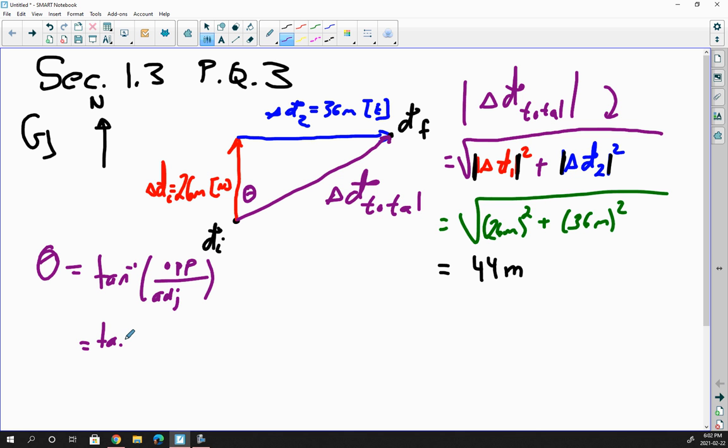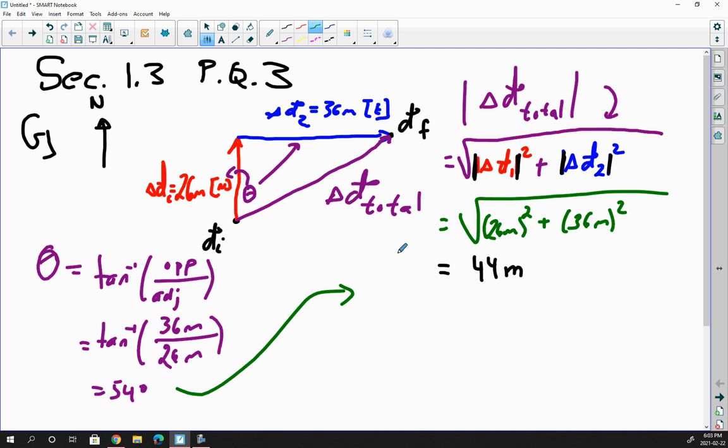So tan inverse, well, opposite to this angle is 36 meters. Adjacent to this angle, adjacent means next to, 26 meters. So we got to do some math there. We do the math here, and it's about 54 degrees. So now we're going to combine the direction with the magnitude to give us the total displacement, the full-blown vector, 44 meters, and it's 54 degrees.